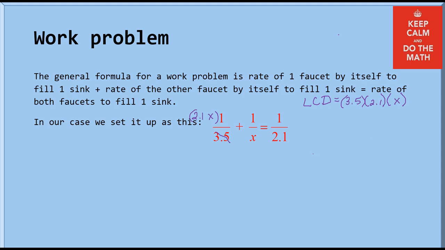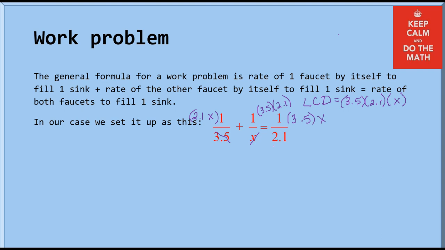Now, if I take the second fraction, I'm going to multiply it by 3.5 times 2.1 times x. Well, the x's are going to cancel, and I'm going to be left with multiplying by 3.5 times 2.1. On the right side, my denominator is 2.1, so that will cancel with the 2.1 in my LCD. So I know that I'm going to be left with multiplying by 3.5 times x.